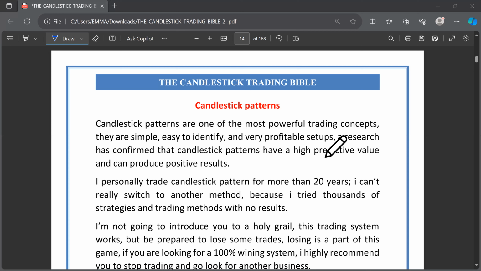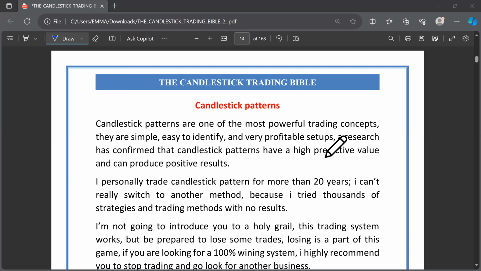"I can't really switch to another method because I tried thousands of strategies and trading methods with no results." So it means that technical analysis is very important, very imperative, and it has a lot of benefits.